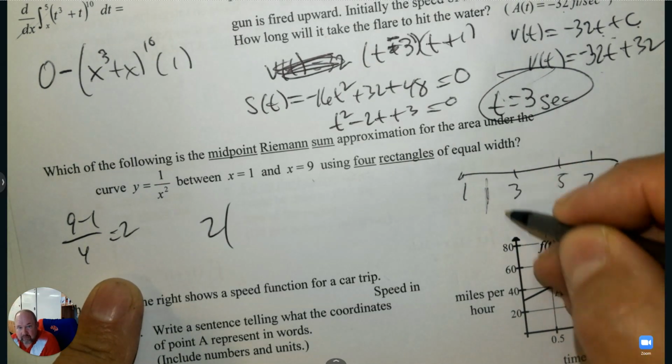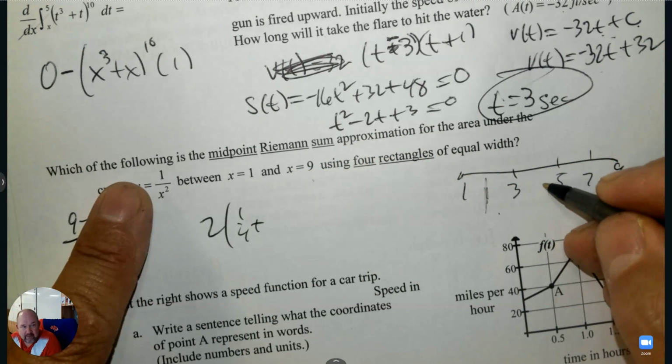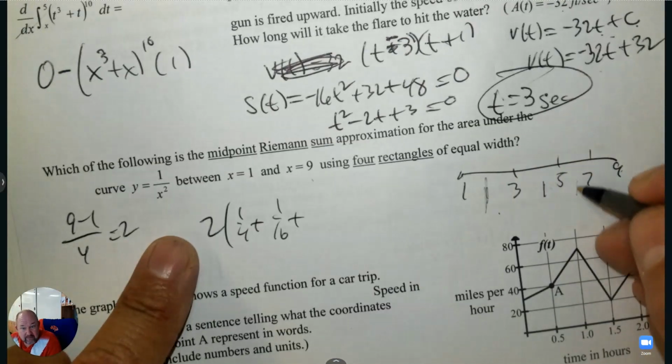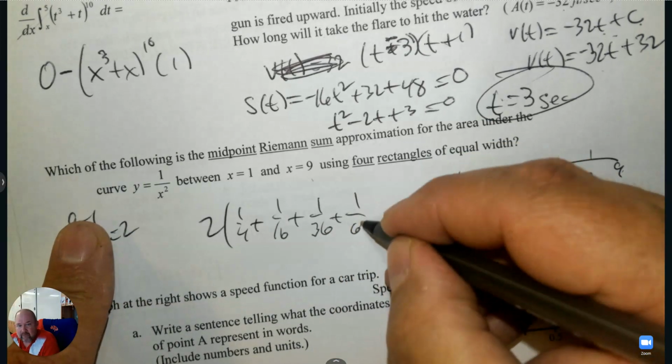The mid of the first one is 2. So plug 2 in and you get 1/4. Then plug in 4 and you get 1/16. Then plug in 6 and you get 1 over 36. And then plug in 8 and you get 1 over 64. Done.